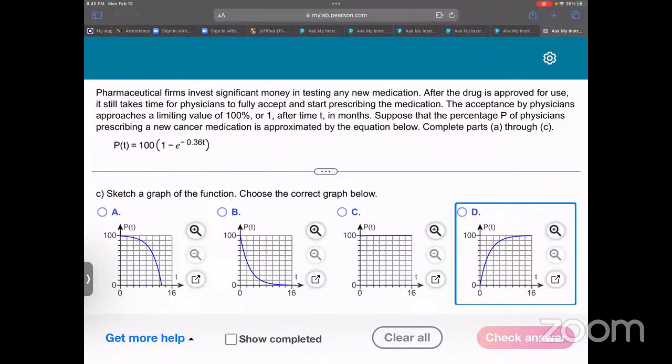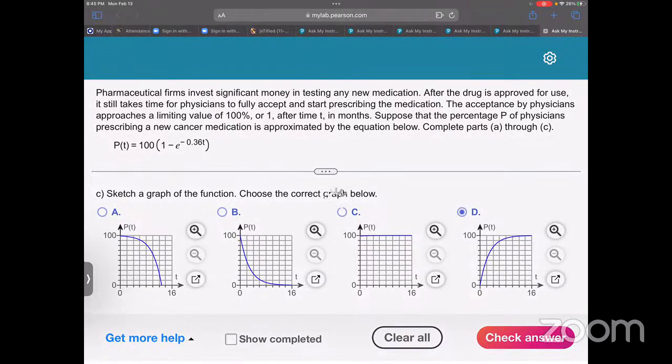D, all right? Because again, we said that over time, more physicians prescribe this until they reach 100%, right? And this is the only one that shows more physicians prescribing this medication until it gets to 100, right? That's the only one that matches the narrative. Okay.